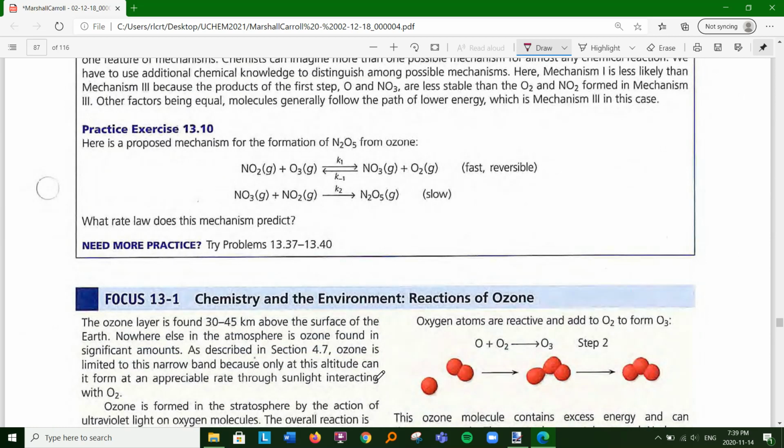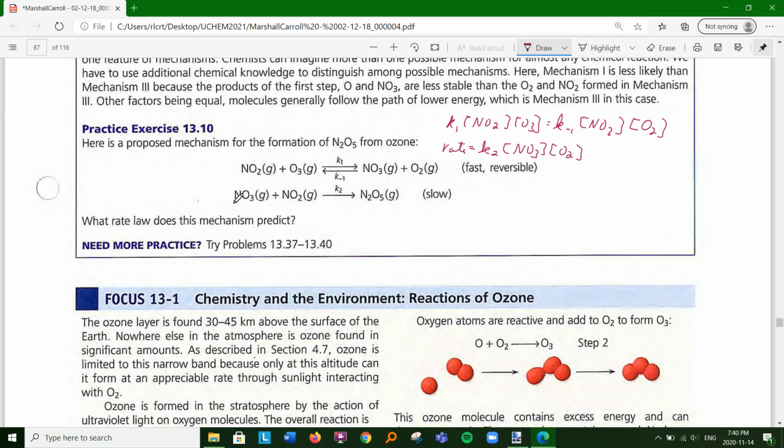Okay, let's try practice exercise 13.10. So in my first step, I'm going to get, well, you know what? Let's change it up a bit. Let's get the rate law first, and then see what the net reaction is. So we would have K1, all gas phase, times NO2 times O3 equals K minus 1 times NO3 times O2. And then we have a slow step. So the rate is K2 times NO3 times O2.